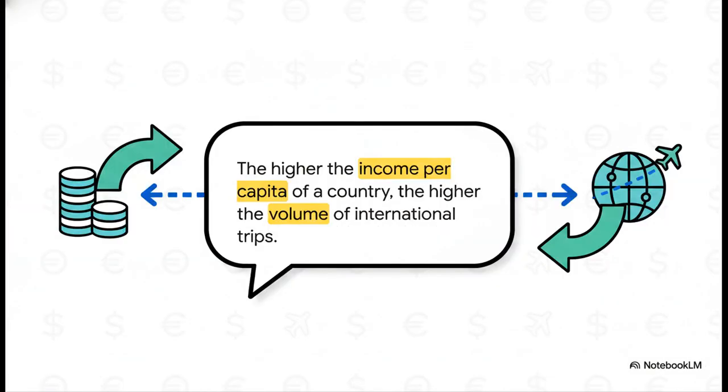So listen up, because this is the absolute crucial point for your answer. You need to state this direct, positive relationship. Just writing down that as income per capita goes up, so does the number of international trips. That simple statement, boom, that gets you your first mark.